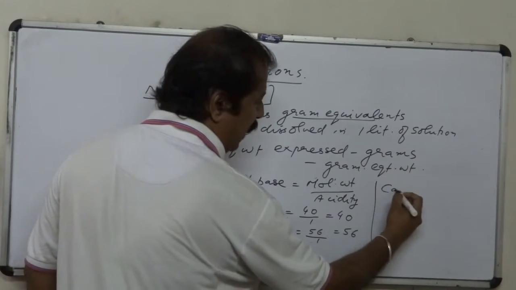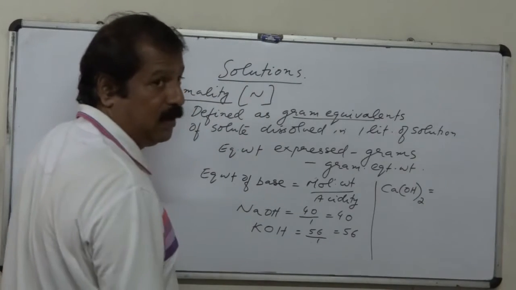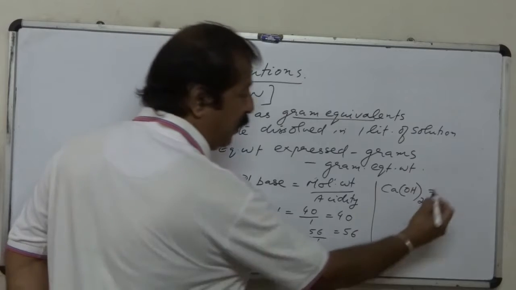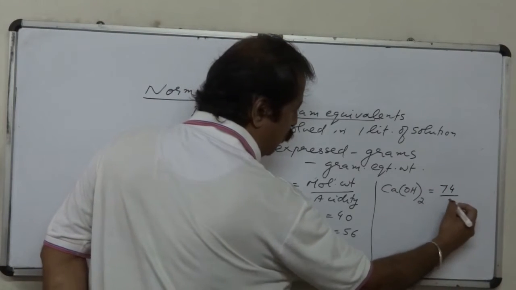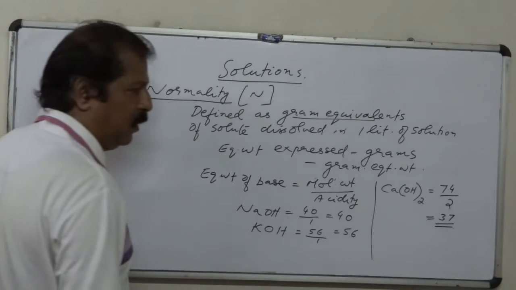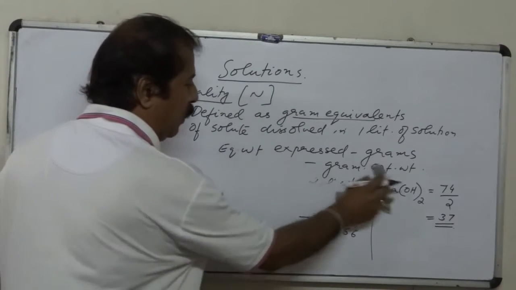Equivalent weight of Zn(OH)2, the molecular weight is 40 plus 34, 74, divided by 2. So it is 37 gram. Like that you can calculate the equivalent weight of a salt also.